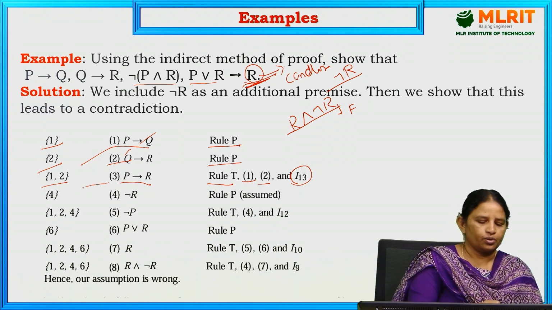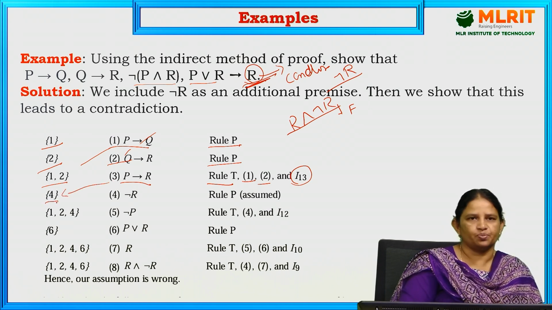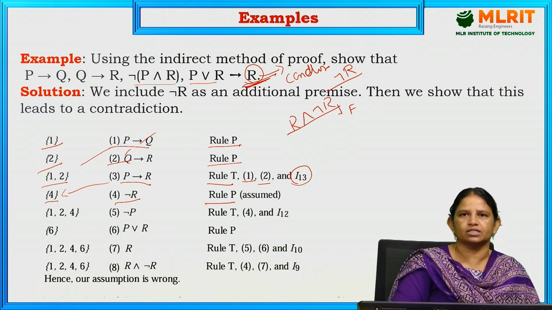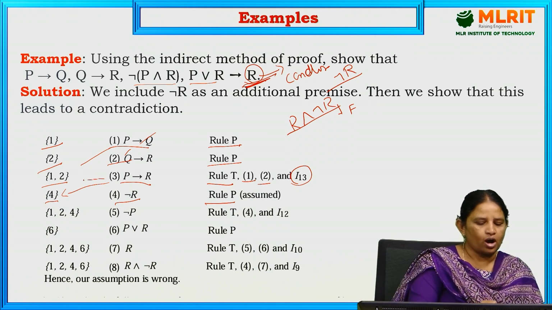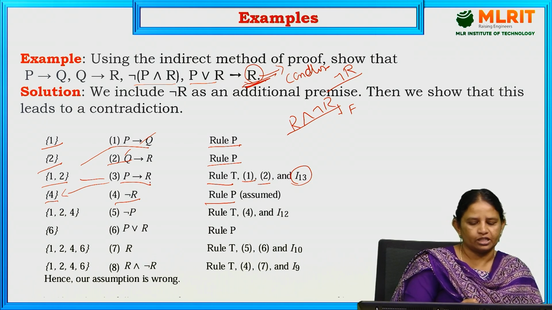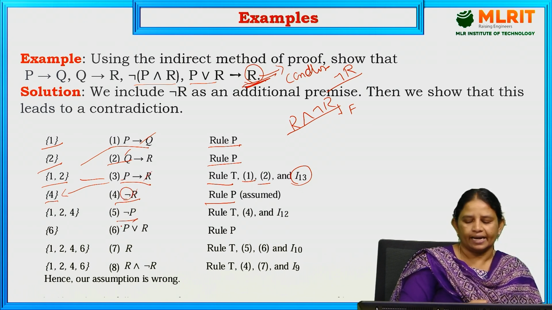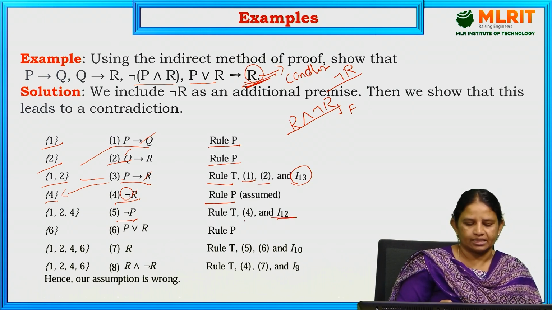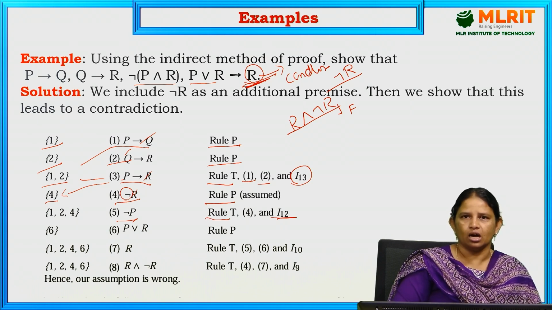Then we are going to take the new premise, step number has to be changed to 4, negation R can be taken as an additional premise. It also exists in the set of premises, we can call it rule P. Next, from 1, 2 and 4, P tends to R, negation R. Both get cancelled. The leftover is negation P. Negation P according to the implication number 12, applying the same thing for rule number 4, it is derived. We can call it rule T.